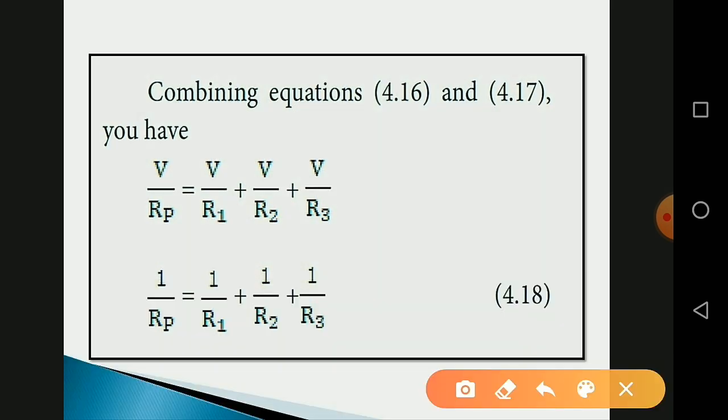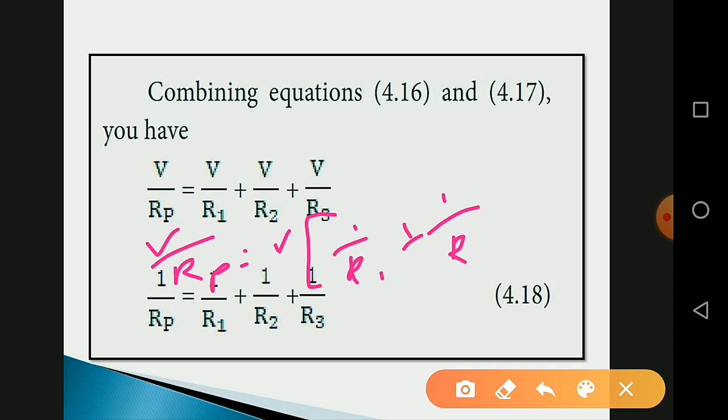So let's see: V/RP, if you take V common, equals V times (1/R1 + 1/R2 + 1/R3). Then we cancel this V and that V, and that's why we get 1/RP = 1/R1 + 1/R2 + 1/R3.